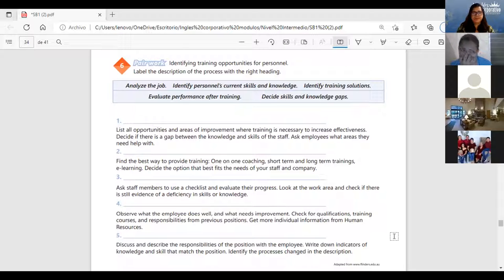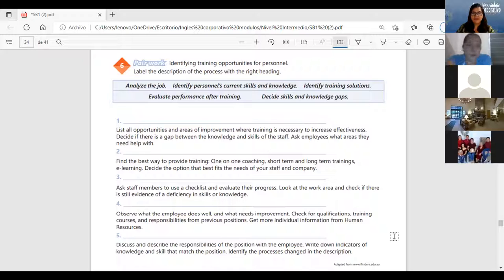Es que dice listar todas las oportunidades y áreas de mejora. Where training is necessary. Cuando el entrenamiento es necesario, para incrementar la efectividad. And then decide if there is a gap between the knowledge and the skills of the staff. And then ask the employees what areas they need help with. Identify training solutions. Read all the other descriptions and then you make a better decision.